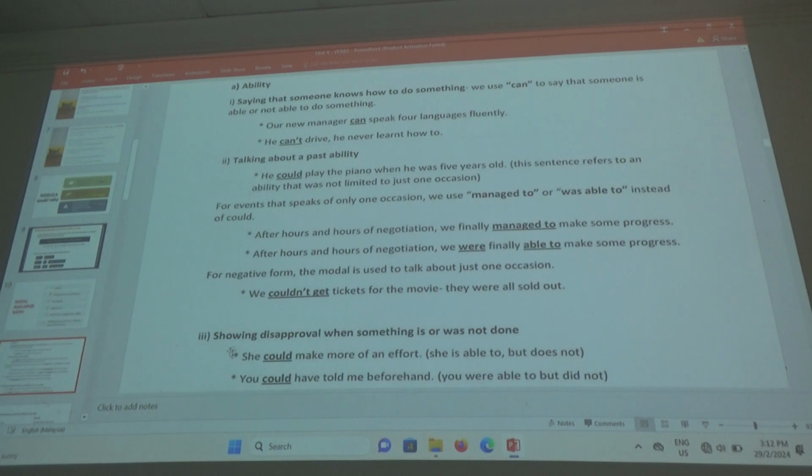Yes. Okay. Showing disapproval when something is or was not done. She could make more of an effort. That means she's able to, but she didn't. She could make more of an effort. That means she could have done it better, but she didn't. You could have told me beforehand. You were able to tell me, but you didn't. So we use could also. Is that okay now? Okay?